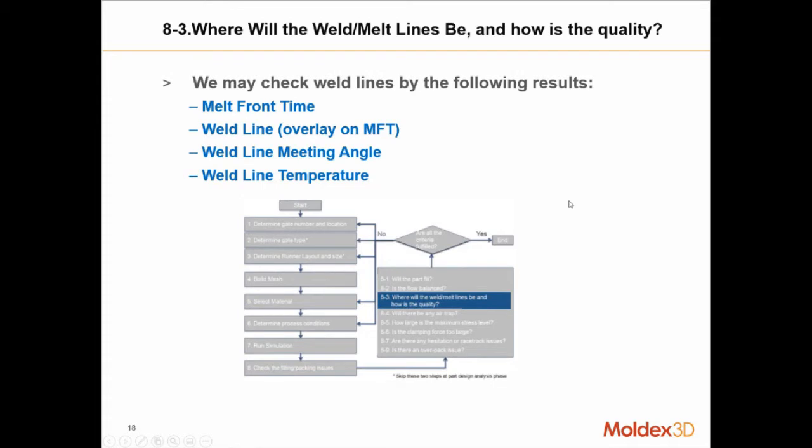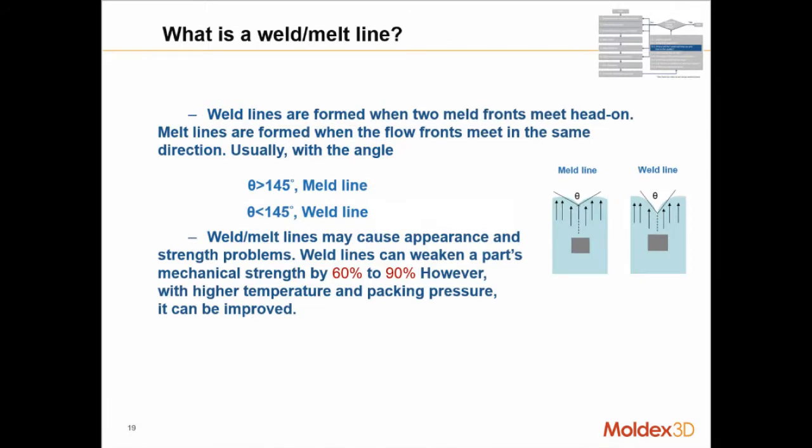And I'll say in most cases, the weld line will decrease the mechanical strength of the part between 60 and 90%. So there's never really anything good that comes out of forming a weld line. But if we can optimize the strength of that weld line, then maybe that strength reduction is not going to be as much of a factor.